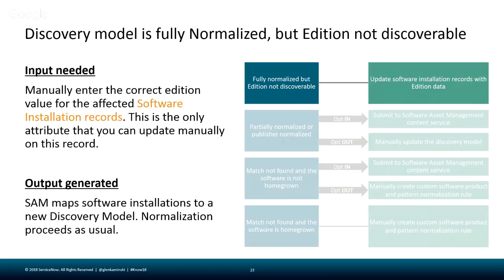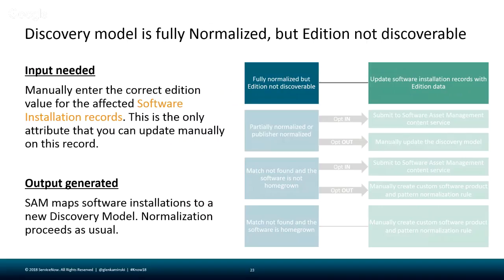If it's fully normalized, but the edition for some reason is not discoverable, you can manually enter the correct edition value, but this has to be on the software installation record. The rest of the steps that you'll see will be updates to the discovery model record. These will be to the actual software installation records themselves. And the edition is the only attribute on the software installation record that you can update manually. Everything else is populated automatically based on integration and the data itself.